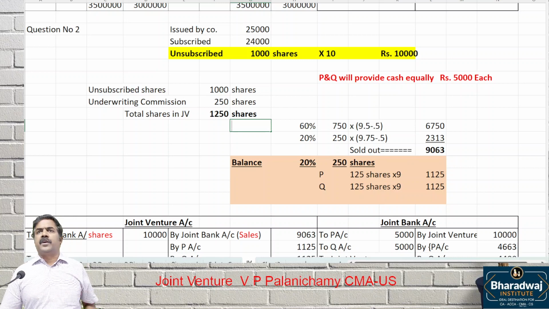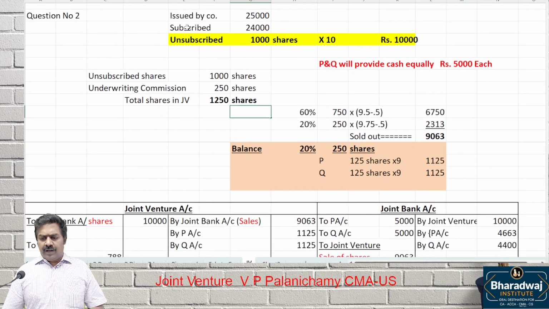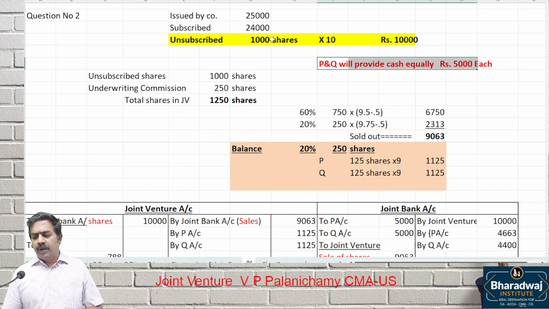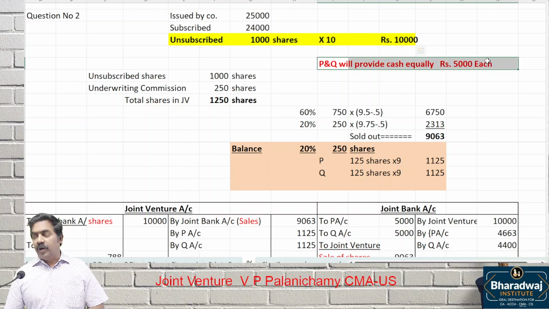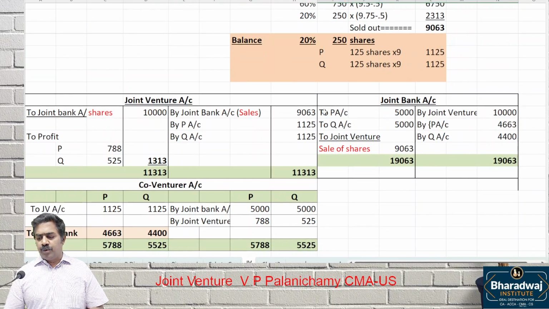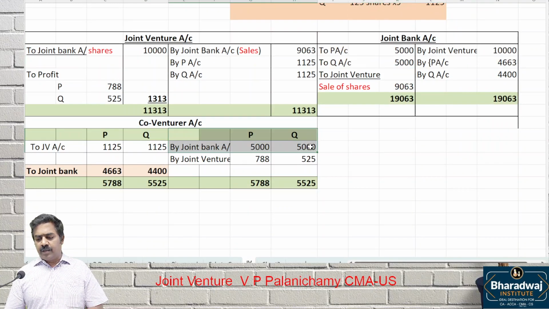Let us recollect for a minute, pay attention. Who are we in this question? Underwriters. Who are underwriters? P and Q. Public applied only for 24,000, so 1,000 shares should be taken up by the underwriters. We take them and sell later. So P and Q will pay 5,000 contribution. That is a joint bank account debit to P and Q, like a capital contribution for them.